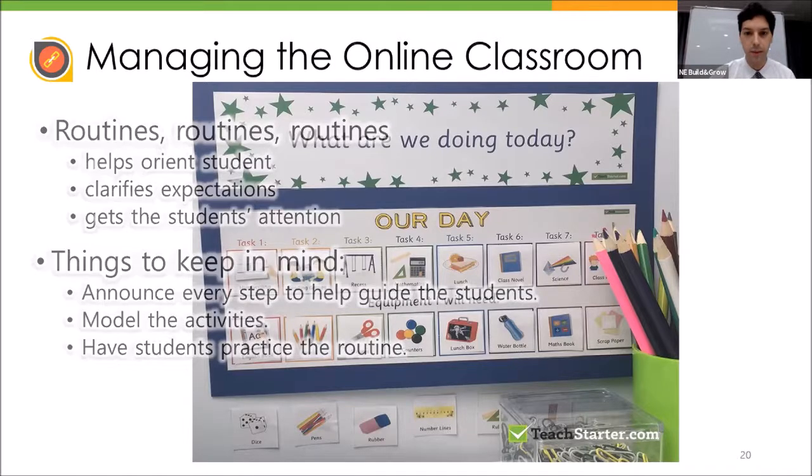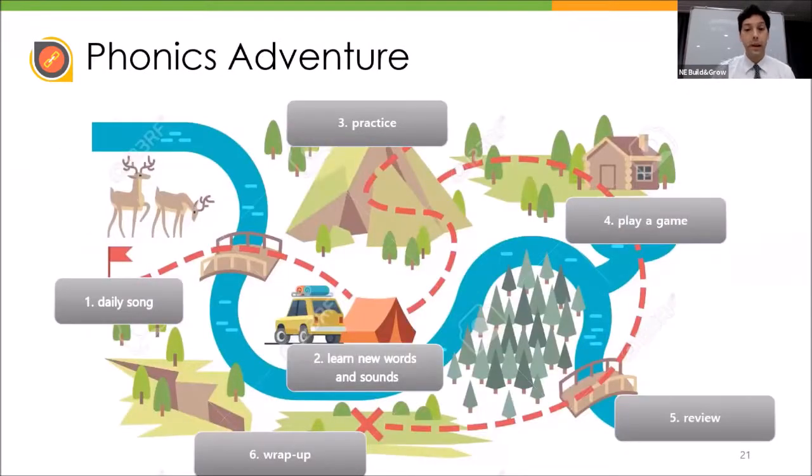Okay, so now when we're looking at this other daily schedule, the previous one, it looks a little bit boring maybe if you show it to your students. They might not be that interested, right? So what I've done here is I've transformed it into what I want to call a phonics adventure. Okay, it's exactly the same principle. The only difference is that I've called it an adventure, and I've taken this picture of a map.